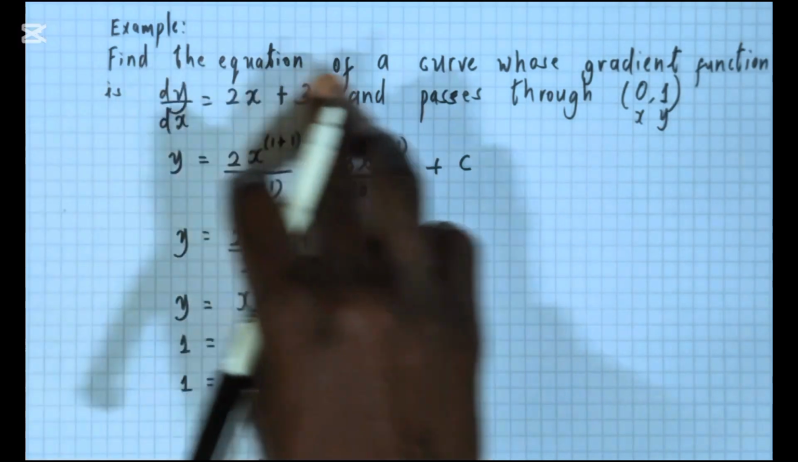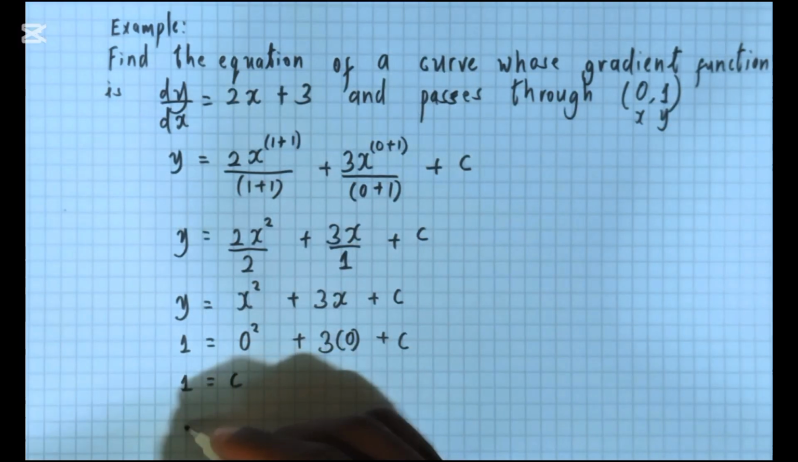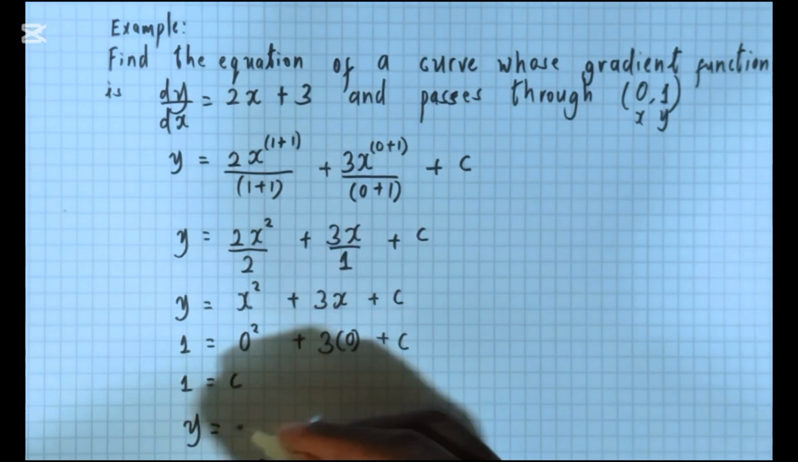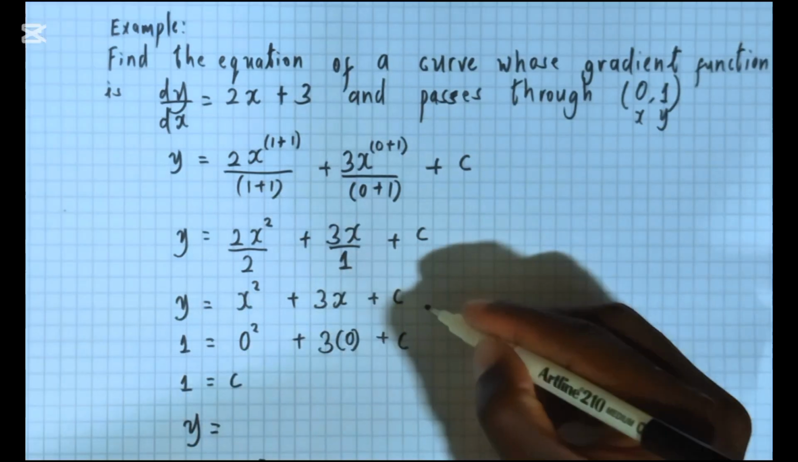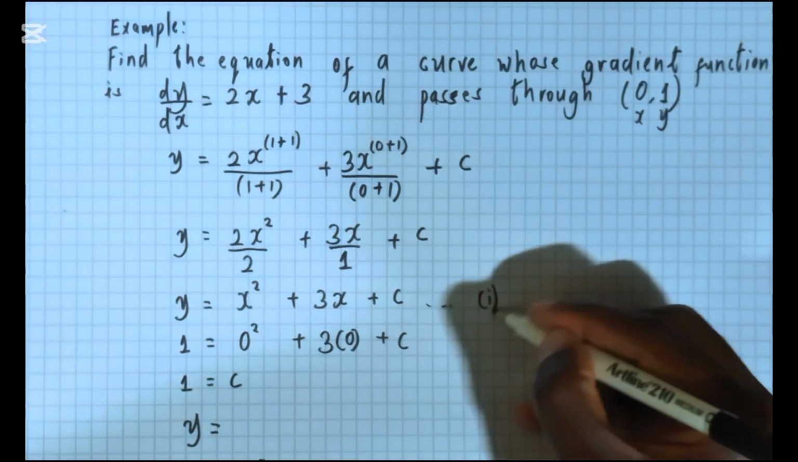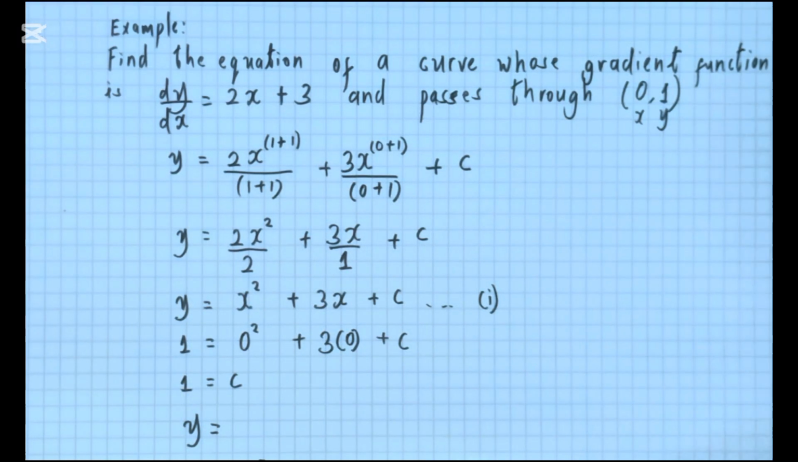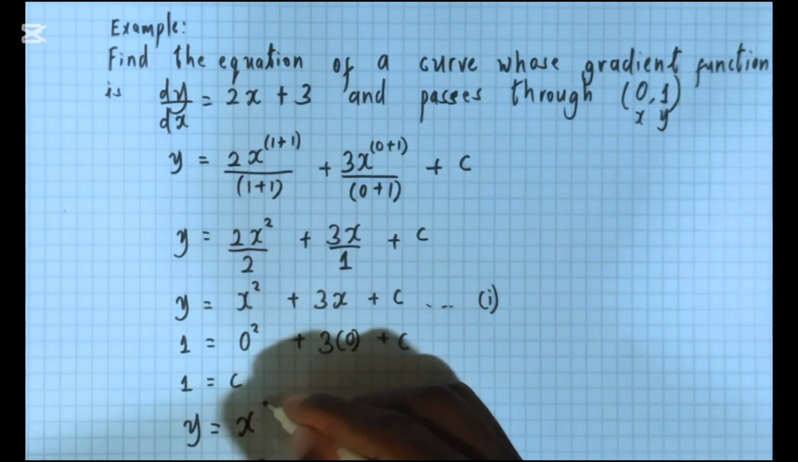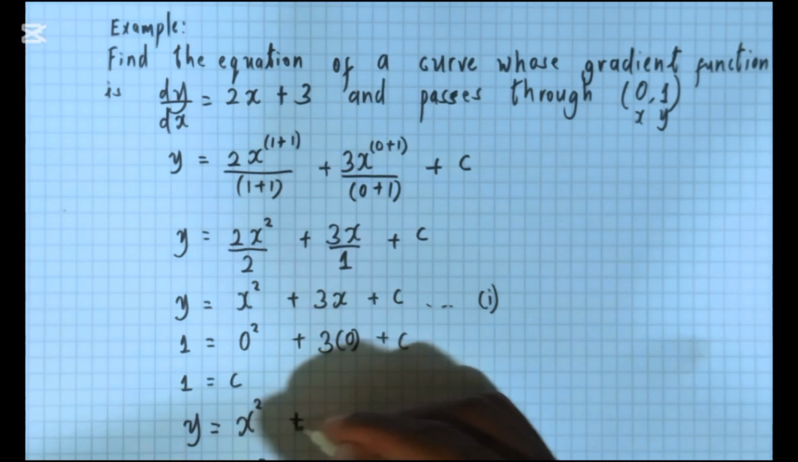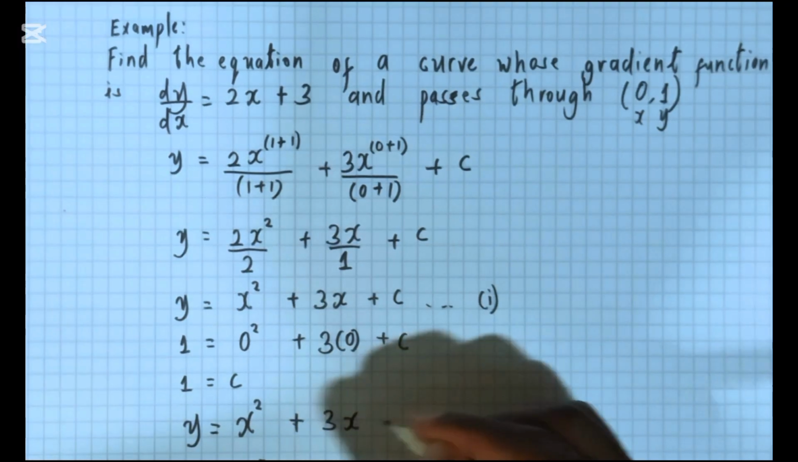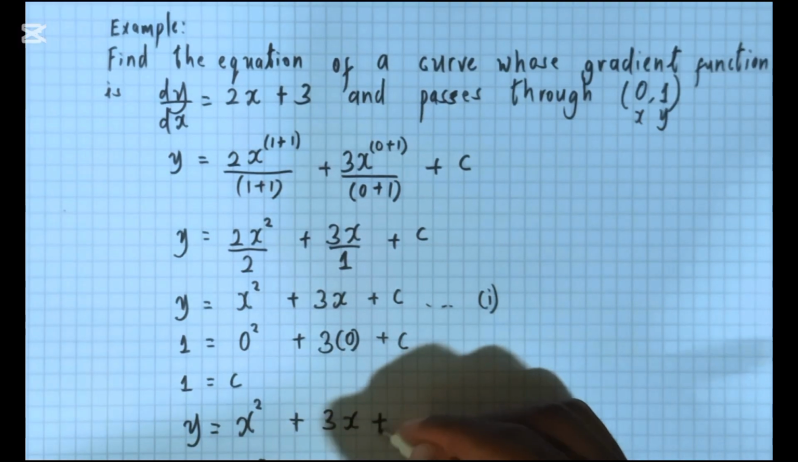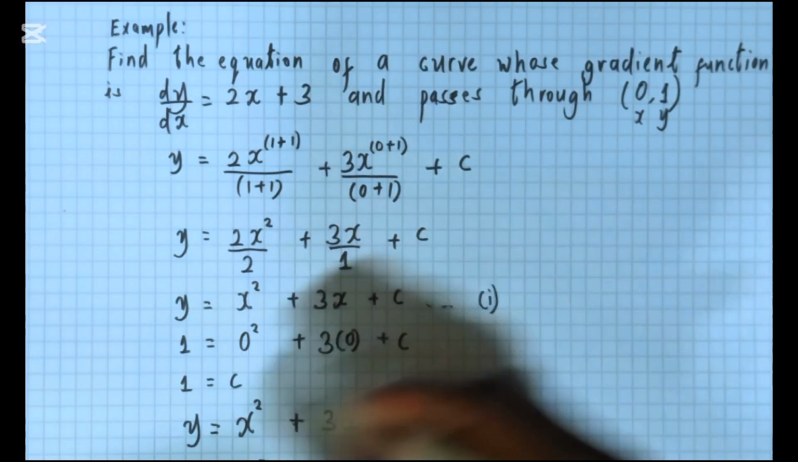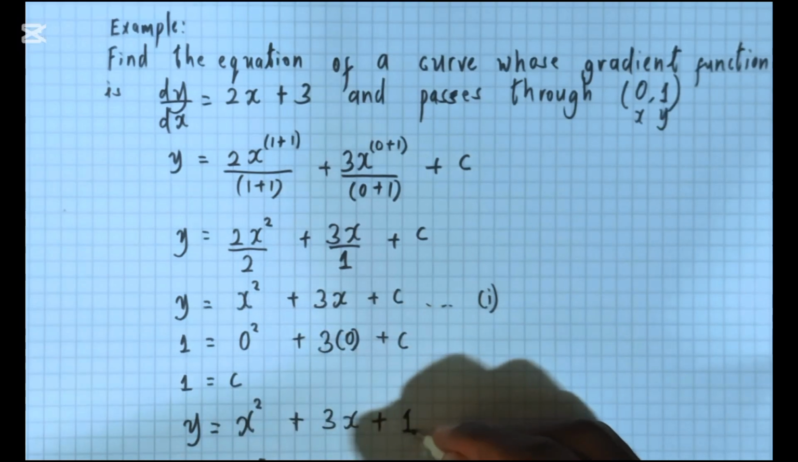To find the equation of the whole curve, we'll have it rewritten as y equals, coming back here to this equation that I've now labeled equation 1, y equals x squared plus 3x plus the value of c we found, which is 1. So y equals x squared plus 3x plus 1.